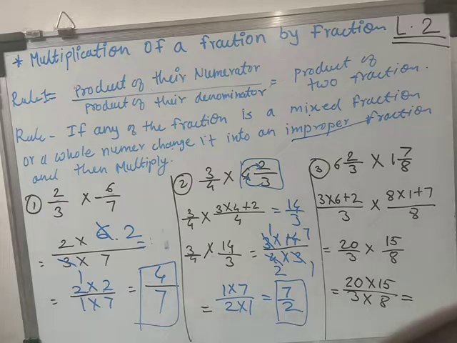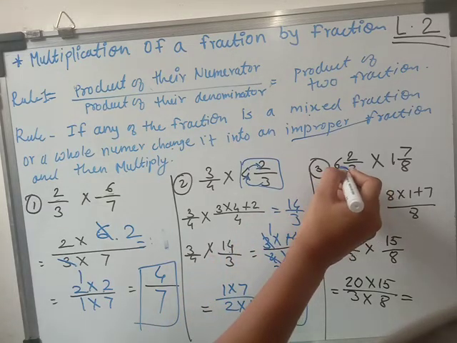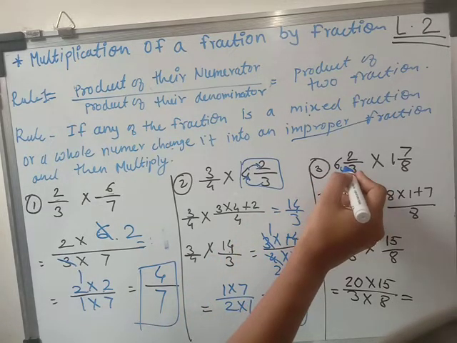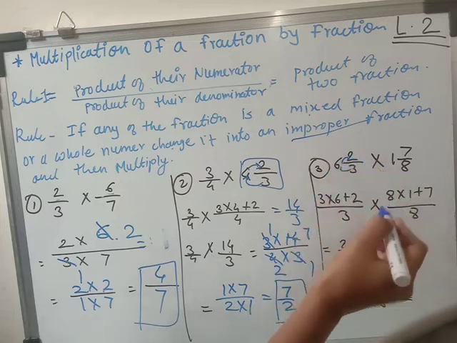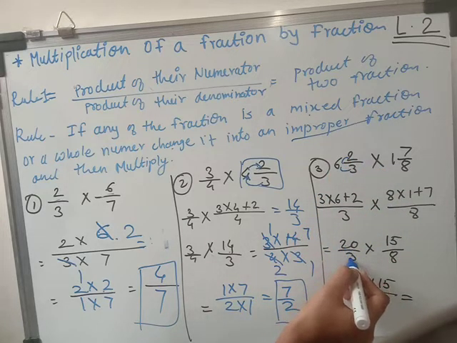Okay, same way you have to go here. Two mixed fractions are there. First convert them into improper fractions. 3 multiplied by 6, that is 18. 18 plus 2, that is 20. So here we got the answer 20 upon 3.